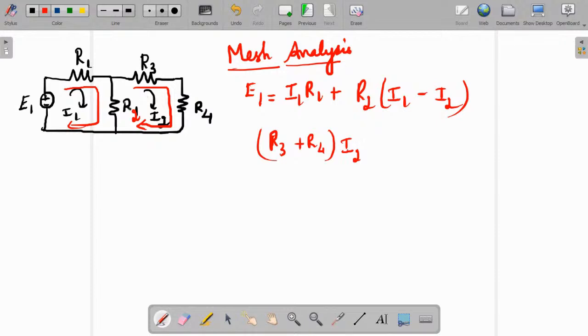What about R2? Again, both currents flow in R2. Now for R2 we'll be writing I2 minus I1. So for mesh 2 we'll consider I2 as greater. So I2 minus I1, and this is equal to, there is no potential here, so it is equal to 0. So these are the two mesh equations. If you solve these, you will get I1 and I2, the current flowing through each loop.